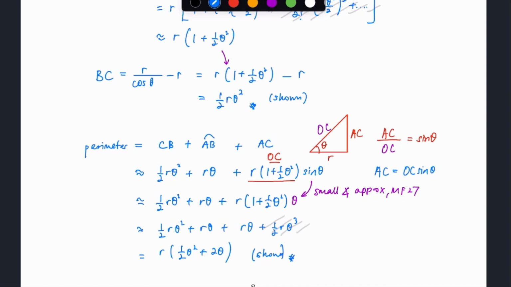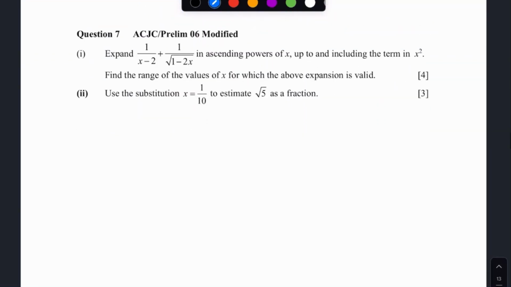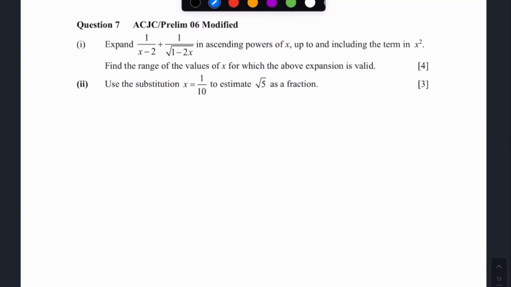Okay, last one. Question 7. Ready? Let's go. Expand this in ascending powers of x up to and including the term in x squared. So this one you take your time to do. This is binomial. Okay, second part. Find the range of values of x for which the above expansion is valid.